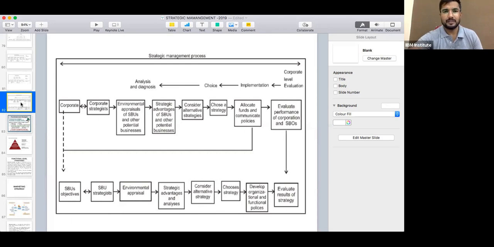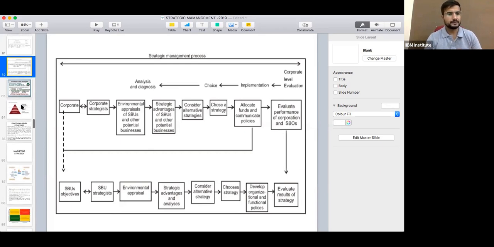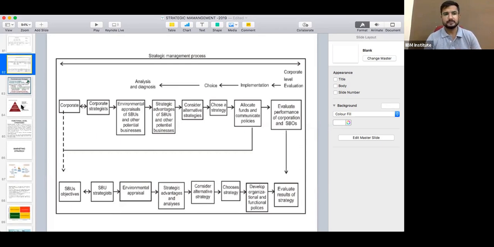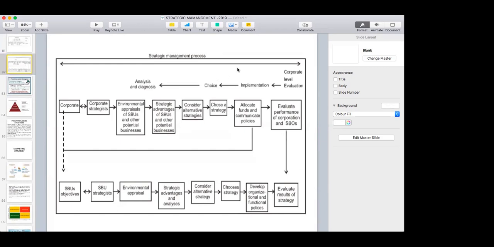Guys, any doubt, please, in this particular SBU management process? Is this part clear? Yes, sir, clear. Perfect. Thank you so much.